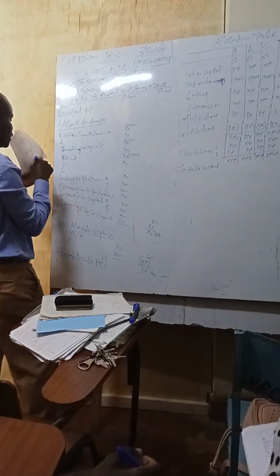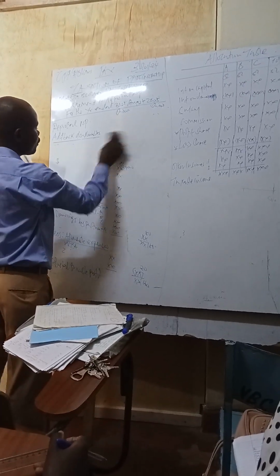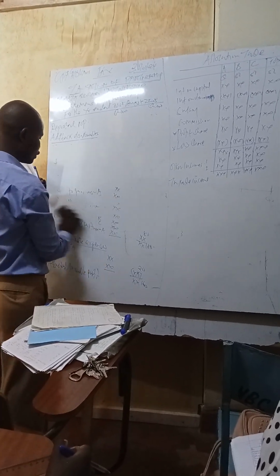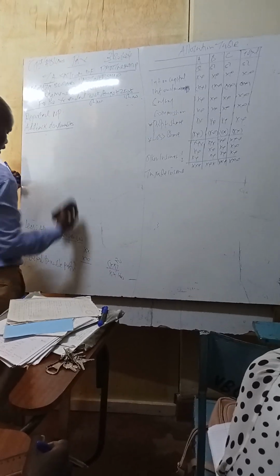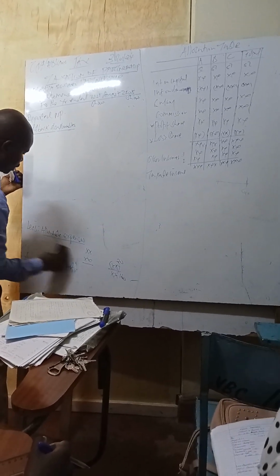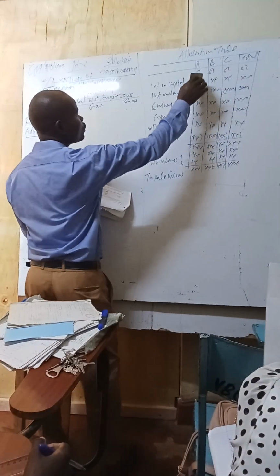So we have reported net profit. This is our format. Then we will say add back the disallowables. You leave this space, you let it be a bigger space because those expenses are assumed to be so many. Then for the allowables, you don't leave a bigger space. Then we come to the allocation table.